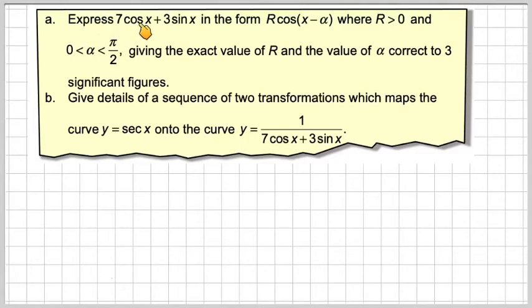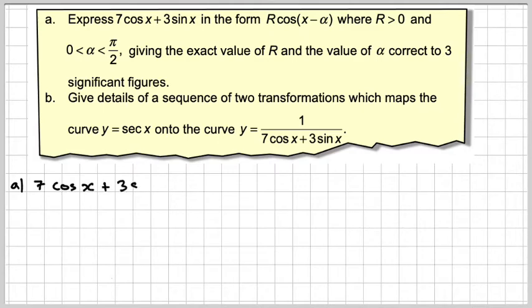Express 7 cos x plus 3 sin x in the form r cos(x minus alpha), where r is greater than 0 and alpha is between 0 and pi by 2, giving the exact value of r and the value of alpha correct to 3 significant figures. Give details of a sequence of 2 transformations which maps the curve y equals sec x onto the curve y equals 1 over 7 cos x plus 3 sin x.